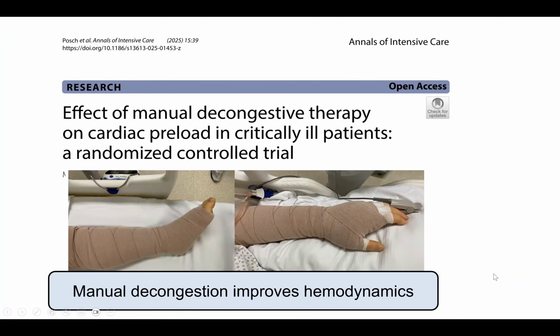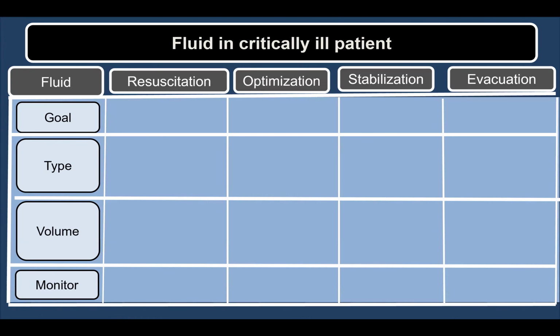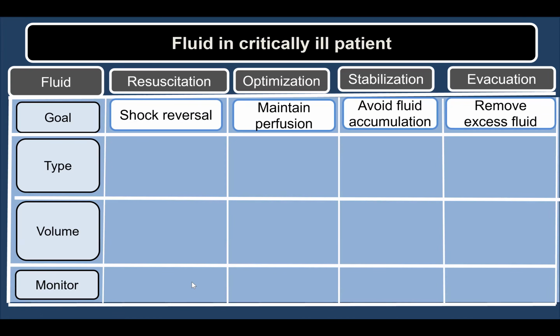And interestingly, in patients with interstitial edema, this study shows that manual decongestion therapy, by wrapping the upper and lower limb with crepe bandage, improves the hemodynamics. And to finalize the fluid therapy in critically ill patients, the goal in the resuscitation phase is shock reversal. The optimization phase is to maintain perfusion. In the stabilization phase, avoid fluid accumulation. In the evacuation phase, remove excess fluid.